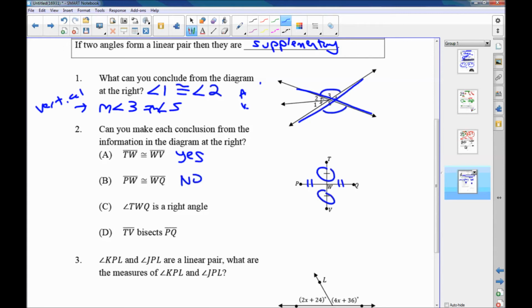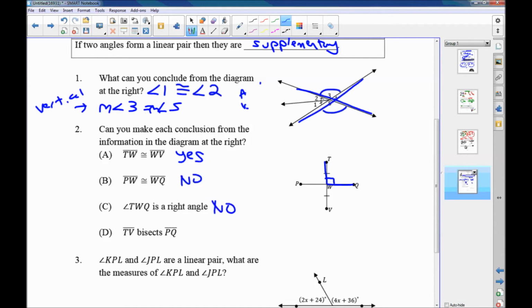Is angle TWQ a right angle? Well, it looks like a right angle. We could probably do the test on it and see. Maybe it would pass it, but we can't be for sure. If you want to really mark a right angle or know that it is a right angle, you need somewhere in words where it says it, or you need that little right angle mark, or you need 90 degrees. So this would be no.